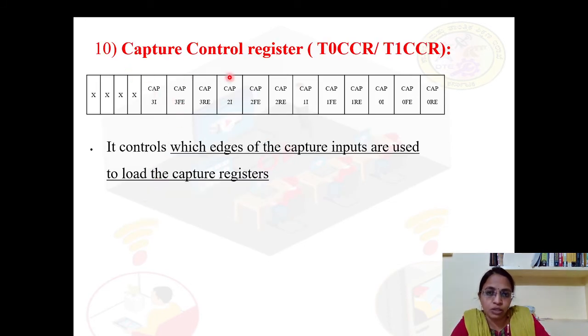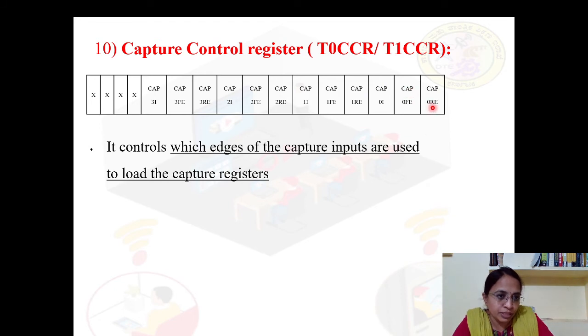So this is the capture control register. It is also a 16-bit register. So what is its job? Which edge of the capture input is used for loading the capture register will be decided by this capture control register. There are 4 capture registers, so correspondingly we have these bits for all 4. Here 0 indicates capture 0 register, 1 indicates capture 1 register, 2 indicates capture 2, and 3 indicates capture 3. So for all the 4 capture registers we have 3 bits.